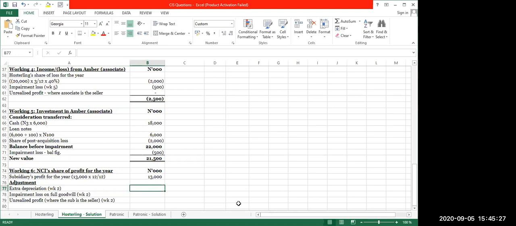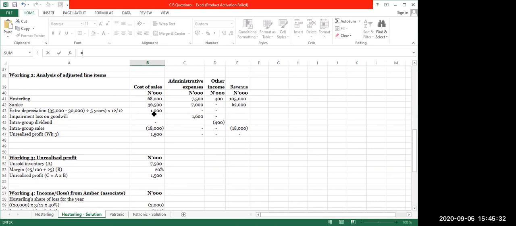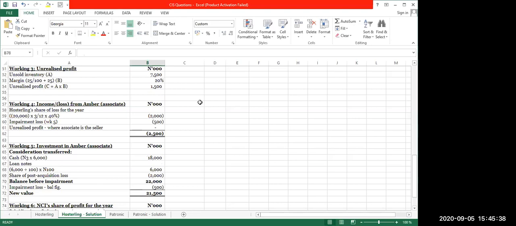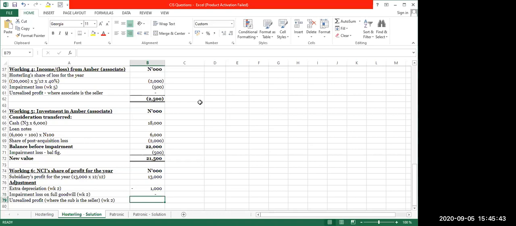So the extra depreciation, I will just go and pick it from working tool. I've already done that calculation in working tool. Look at it here. So I have to deduct it. Was there any impairment loss on full goodwill? No. If you recall, the impairment loss was on a partial goodwill. Remember that the goodwill is on partial value. The next thing, the unrealized profit. Yes, there was unrealized profit. But if you look through the question, the parent was the seller. So this will automatically be nil.